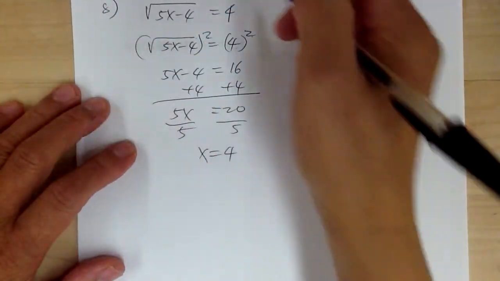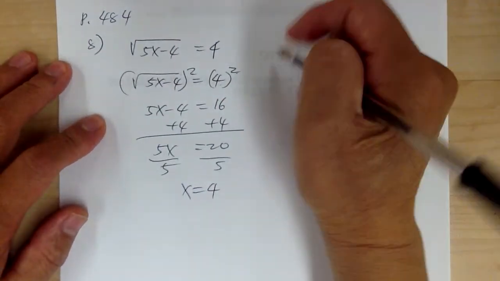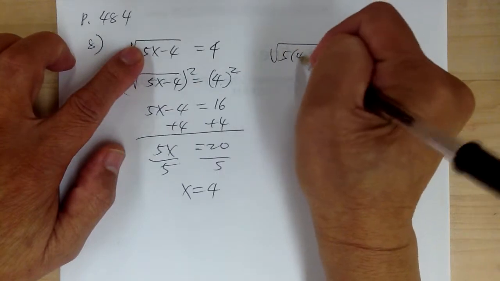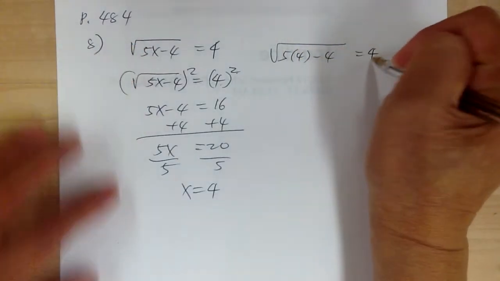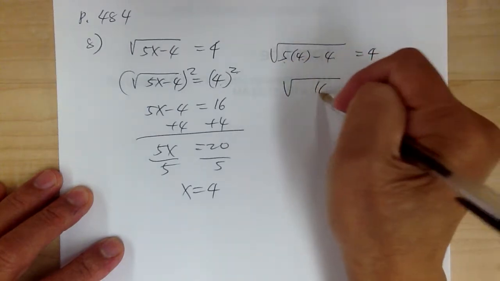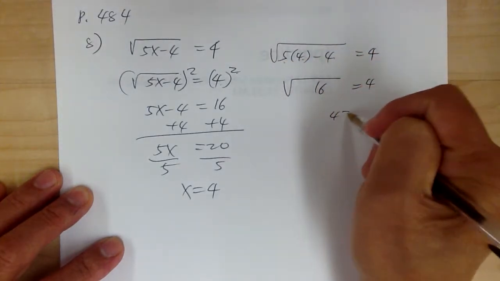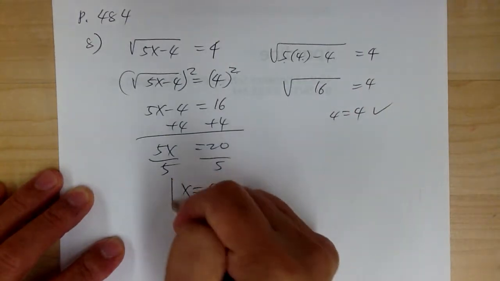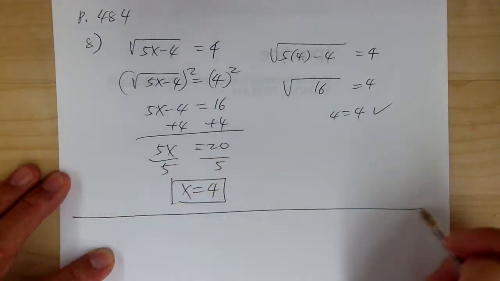I'm going to check my answers. I can use your original. So I got square root of 5 times 4 minus 4 equal to 4. So square root of 5 times 4 is 20, minus 4 is 16. So 4 equal to 4, so checks. So this is good.